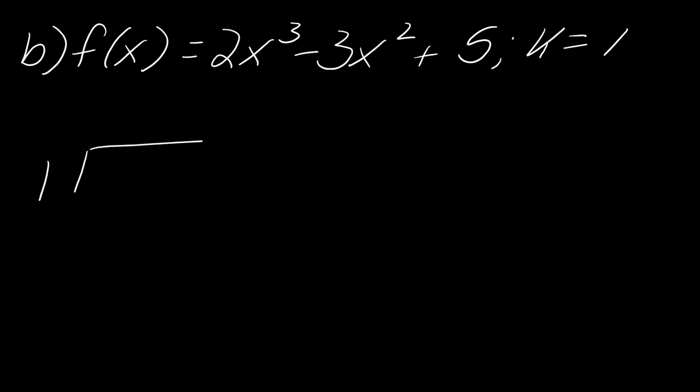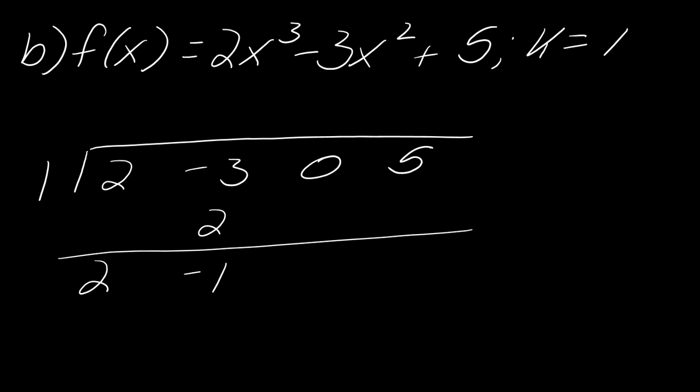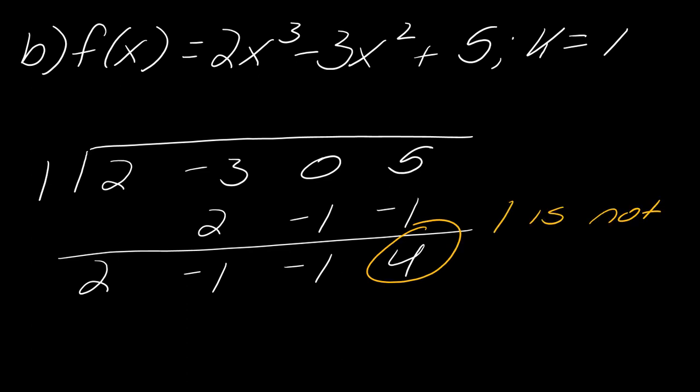Okay, so here's my 1. Then I've got 2, -3, I don't have an x term, so I'm going to put a 0 as a placeholder, and then a 5 here. So bring down the 2. 1 times 2 is 2. -3 plus 2 is -1. -1 times 1 is -1. Write -1 again, and I get a 4. Our remainder came out to 4, so 1 is not a 0. Instead, I need to know the value of f of 1. f of 1 is just going to equal the value of the remainder, which is 4.